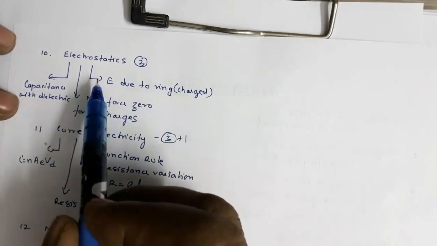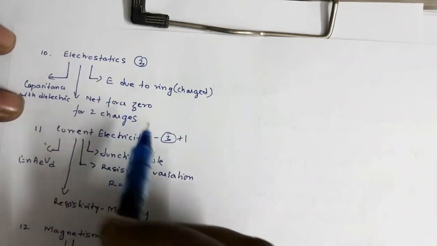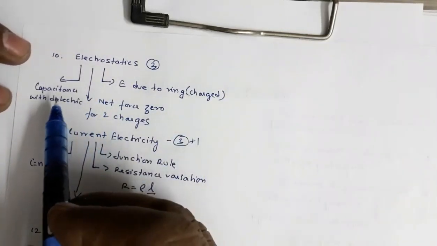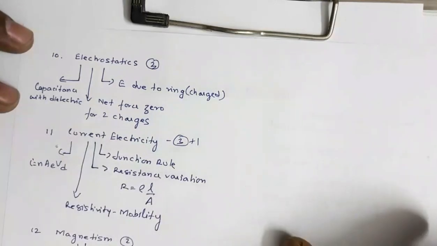Then there was one question where there are two charges and the net force was 0. You are asked to identify the relation between the charges. Then there was one question for capacitance, calculation of capacitance with a dielectric.